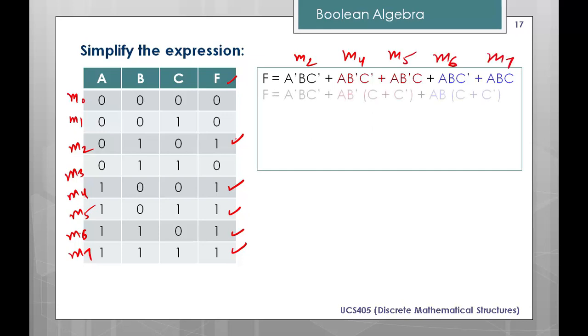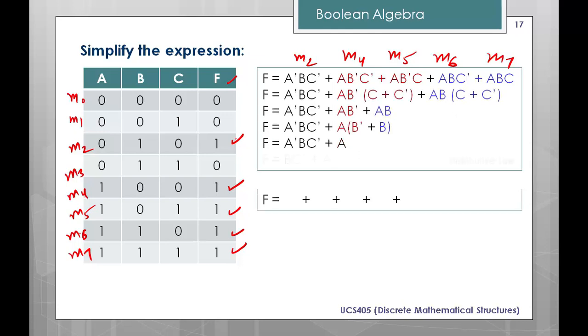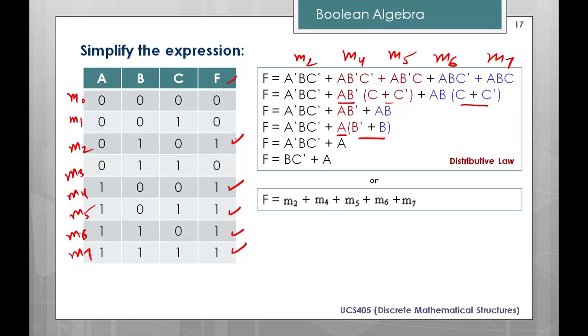Just prepare this and solve it step by step. See the solution here. Take the common AB', C plus C' is 1. Take the common AB, C plus C' is again 1. So AB' plus AB, take the common A, B plus B' is 1. After using the distributive law, this is the minimized expression for this truth table. Your answer is A plus BC'.